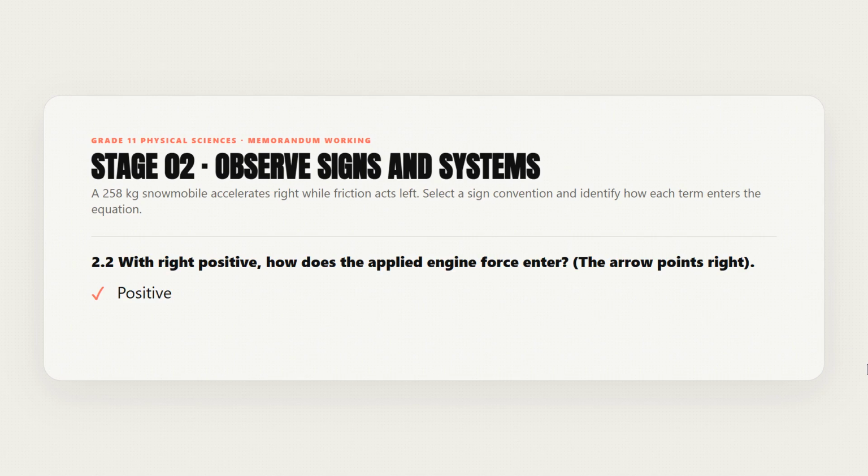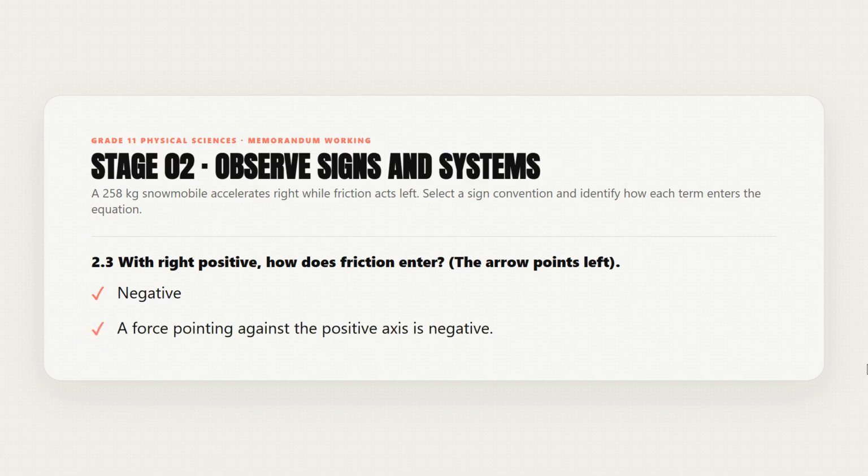Question 2.2. With right positive, how does the applied engine force enter? The applied force arrow points to the right, along the positive axis, so it enters as positive. Question 2.3. With right positive, how does friction enter? Friction acts to the left, against the positive axis, so it enters as negative.